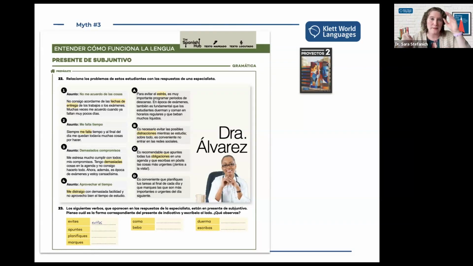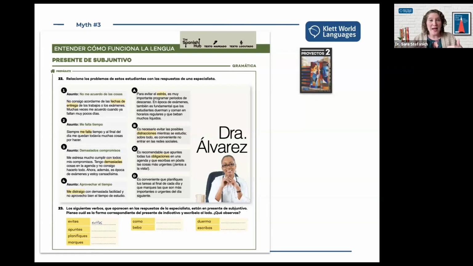That's the context of this chapter. We see the subjunctive presented here in context, and students have to relate which problem goes with which solution. So they have to interpret and negotiate the meaning a little bit here. But they don't necessarily actually need the subjunctive. That doesn't play a role in that interpretation and negotiation of meaning.